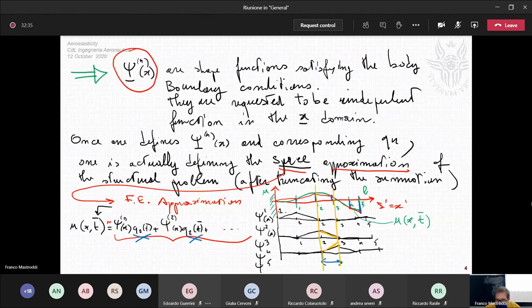And so, if you sum this yellow function, which is a part of psi2, with this yellow function, which is part of psi3, and you combine, multiplying psi2 by q2, where q2 is the value of your deformation here, and you sum this contribution by psi3 multiplied by q3, you should have this final red approximation. Okay, and this is the meaning of finite elements.